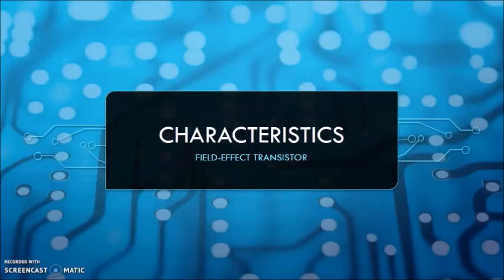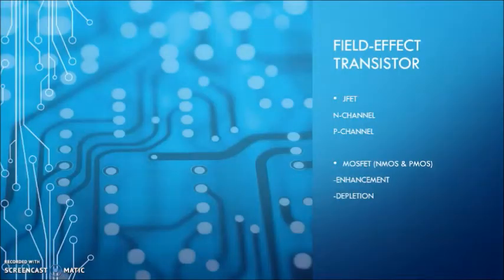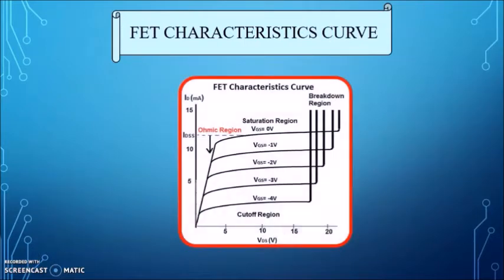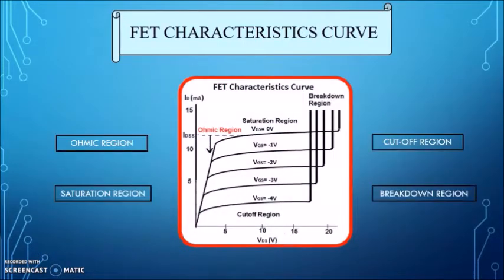Let's move on to the characteristics of field effect transistor. Basically, we're going to go through the characteristics of JFET and MOSFET. Check it out. Figure shows the JFET characteristics curve. There are four regions involved, which are ohmic region, saturation region, cutoff region, and breakdown region.